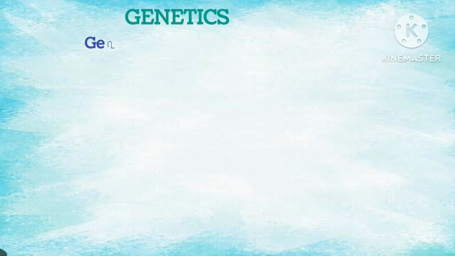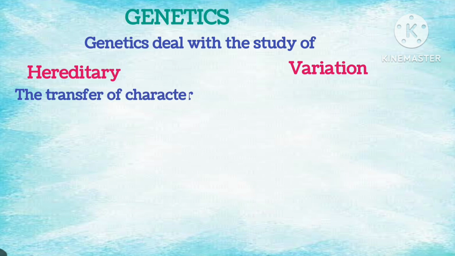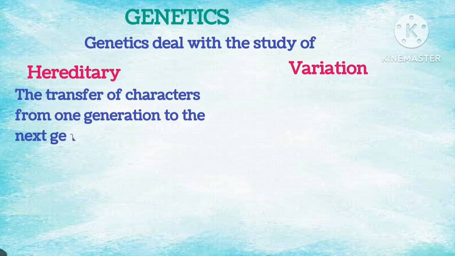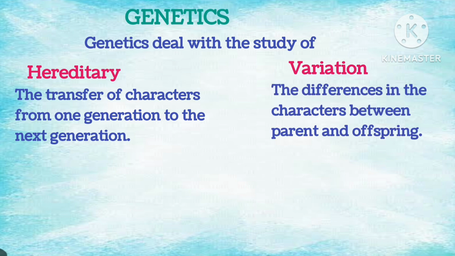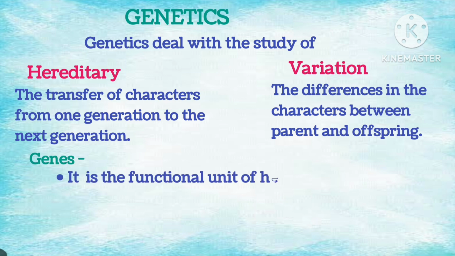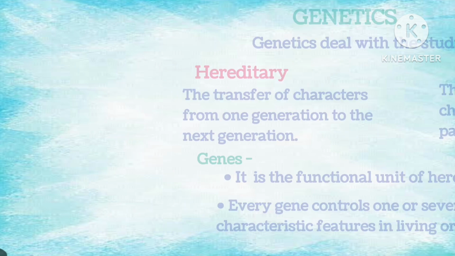Genetics. Genetics deals with the study of heredity and variation. Heredity is the transfer of characters from one generation to the next generation, whereas variation is the difference in the characters between the parent and the offspring. Genes. It is the functional unit of heredity. Every gene controls one or several particular characteristic features in a living organism.